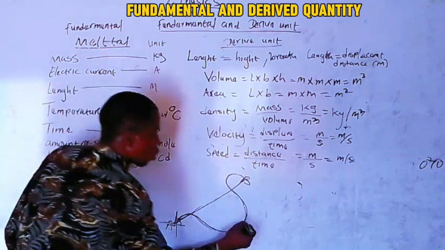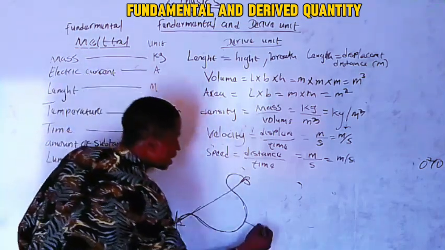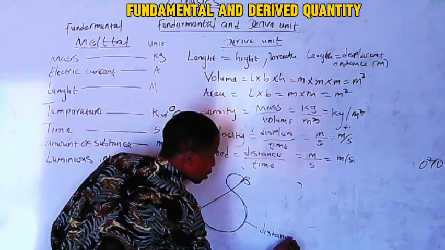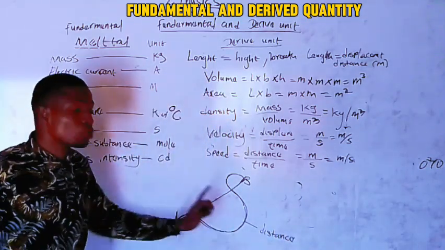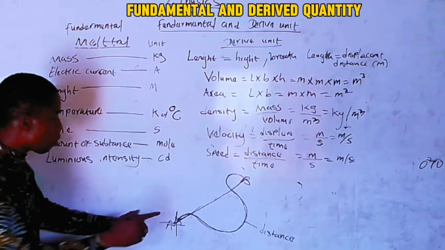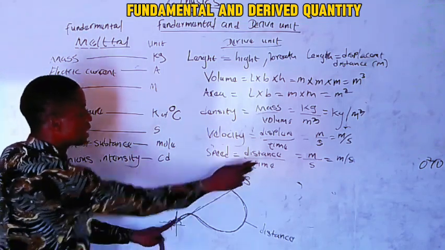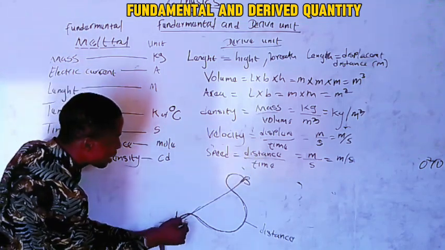What do they call this one? They call this one distance. Now, distance does not have specific word direction. But look at this one. This one goes straight. We can call this one like 60 degrees.